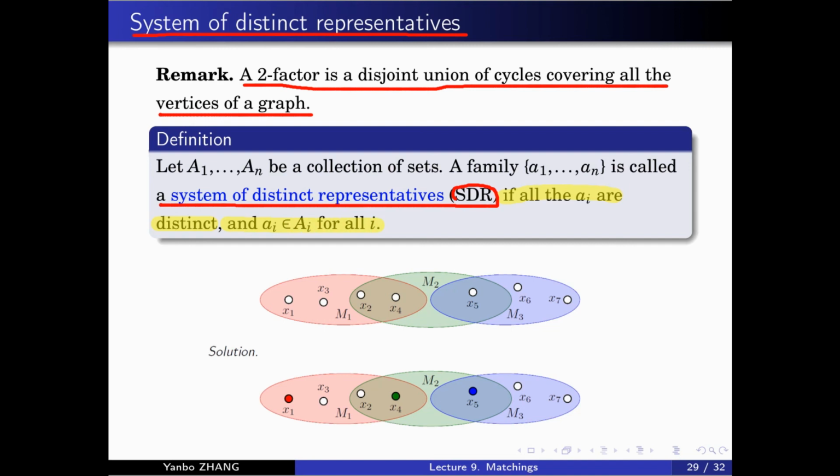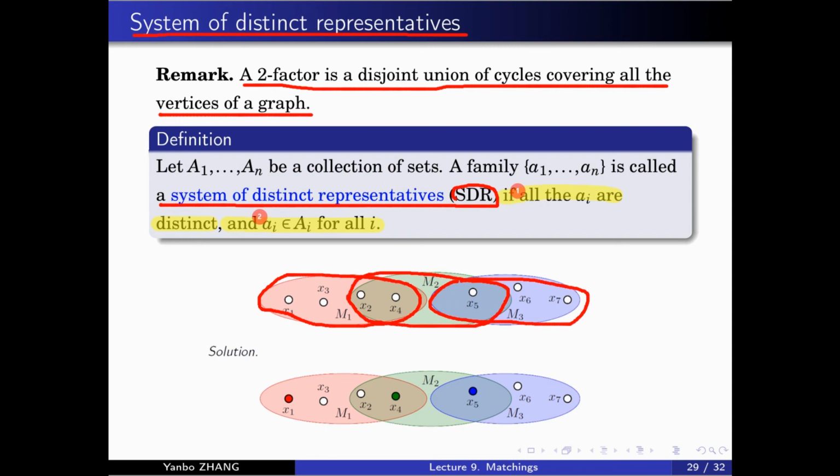So an SDR has 2 conditions. The first condition is all the ai are distinct. The second condition is for all i, lowercase ai represents uppercase Ai. Here is an example. We have 3 sets: M1, M2, and M3.